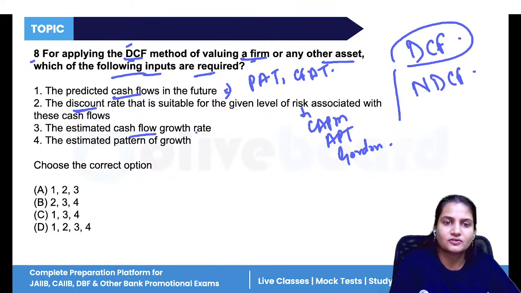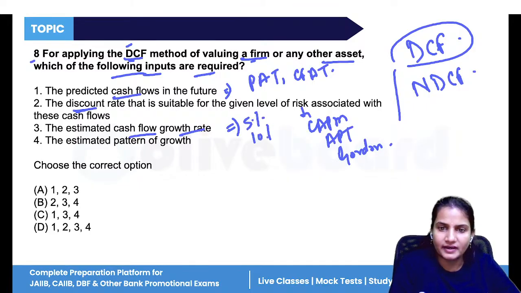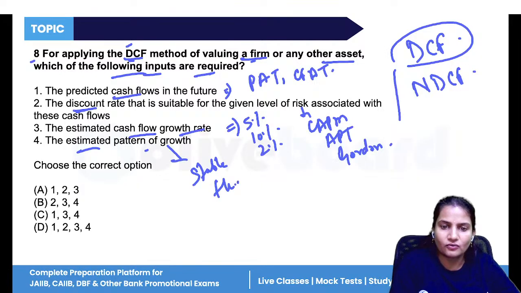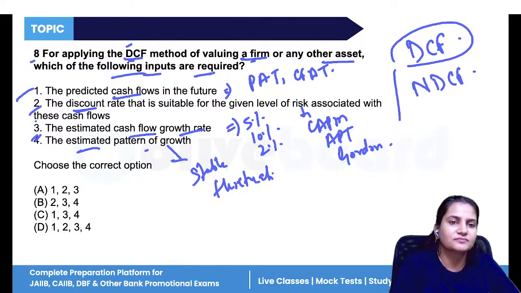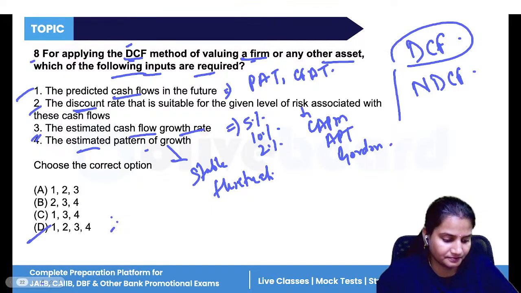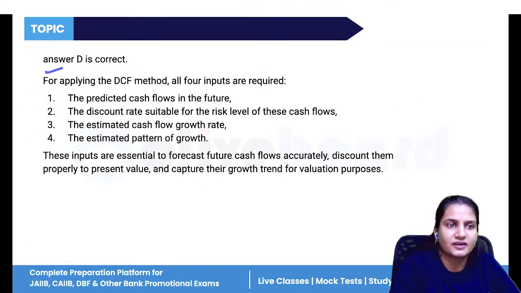Estimated cash flows, growth rate. So what is the growth rate? Is our company growing at the rate of 5% or at the rate of 10% or at the rate of 2%? And estimated pattern of growth means what is the pattern of growth? The stable growth is there, the fluctuating growth is there. So you can see in DCF all these factors are considered. So options 1, 2, 3, 4 are correct. So answer D is correct.